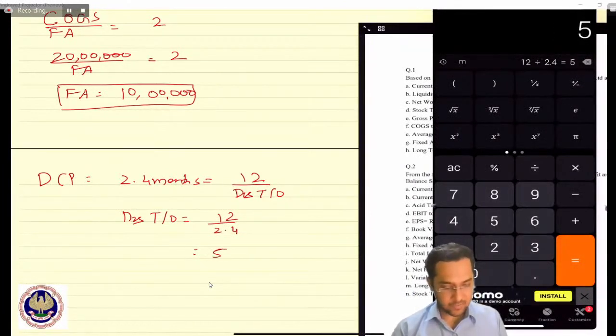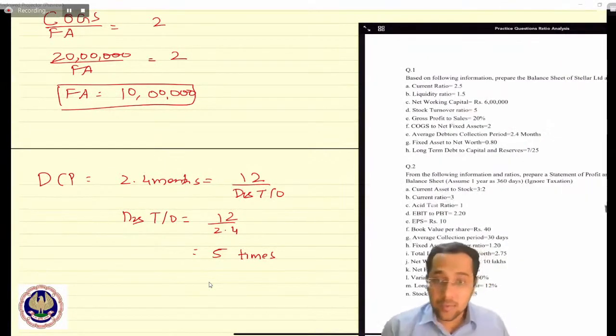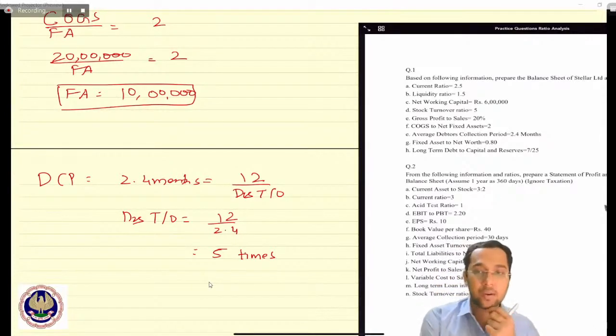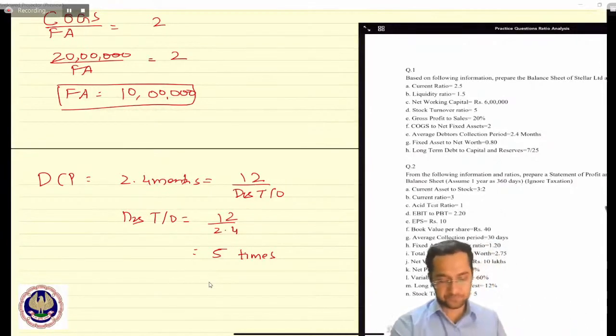Then it is 5 times we get. Say the debtors turnover is 5 times. If you take inventory turnover as sales, then the answer is different, which is better. I told you in the beginning when I was explaining the inventory turnover, the ideal is always COGS. If you have COGS information, use that. If COGS is not available, then you can go for the sales figure.